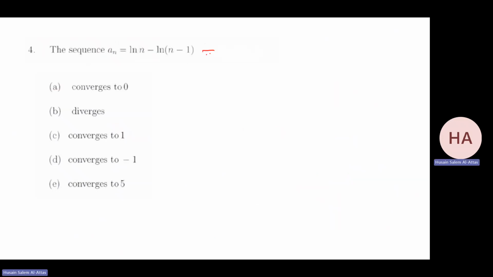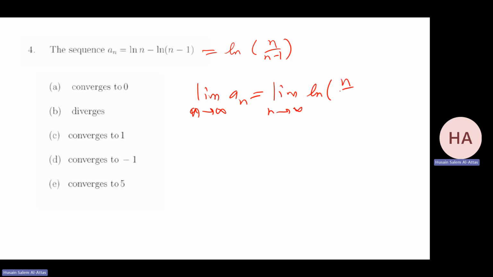This one is an easy one. That will be ln(n/(n-1)). So if I want to find the limit as n goes to infinity of a_n, I can take the limit inside, like what we did in the previous one. Let me do it in detail. That will be the limit as n goes to infinity of n/(n-1). That will be ln 1, which is 0. So it converges to 0.